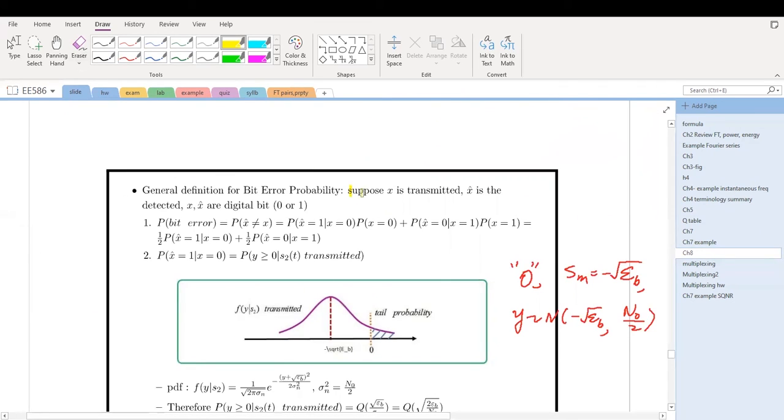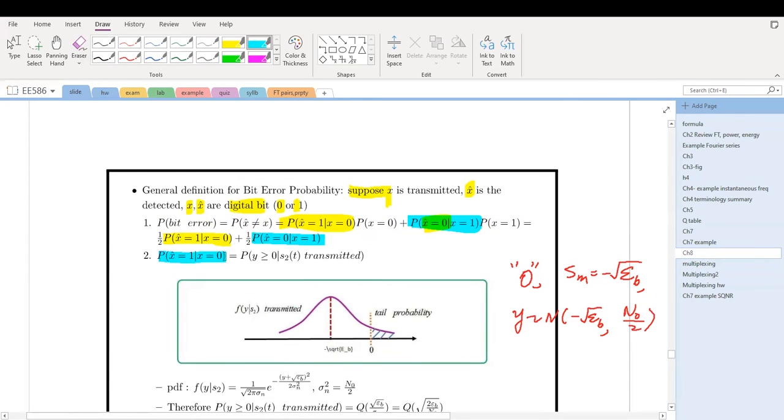So now let's summarize. Suppose X is transmitted. X can be digital 1 or digital 0. X hat is the decision. X and X hat are digital bit 0 or 1. Now the probability of error equals the probability of X hat not equal to X, which has two cases: when digital 0 is transmitted and the decision is 1, and when digital 1 is transmitted but the decision is 0. Using the total probability, we sum these two cases up. This is the probability of making an error.